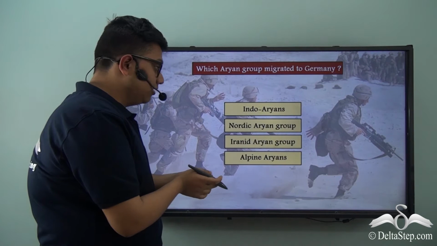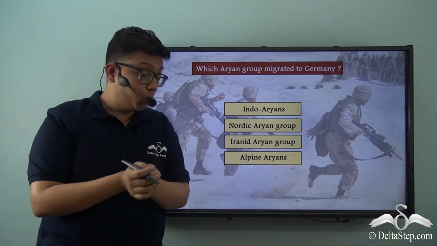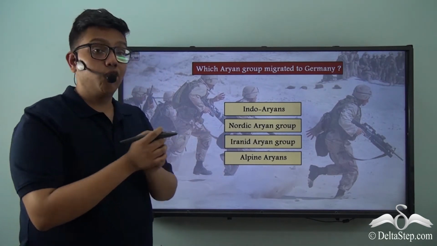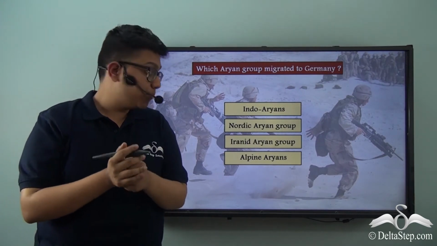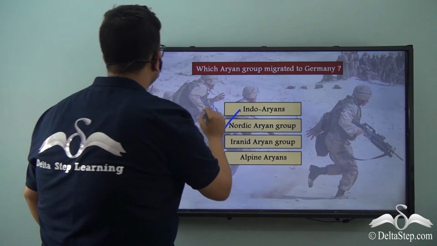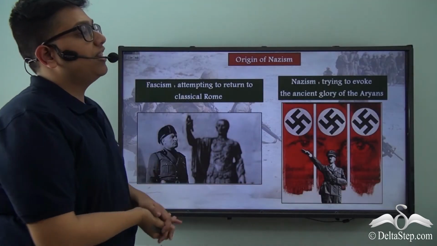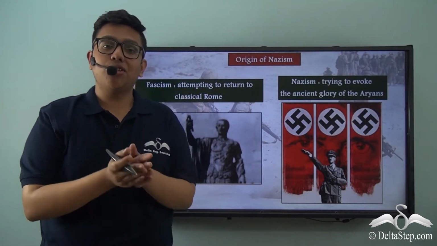Was it the Indo-Aryans? Was it the Nordic Aryan group? Was it the Iranian Aryan group? Or was it the Alpine Aryans? The correct answer happens to be the Nordic Aryan groups. So we were able to see the origin of the swastika.